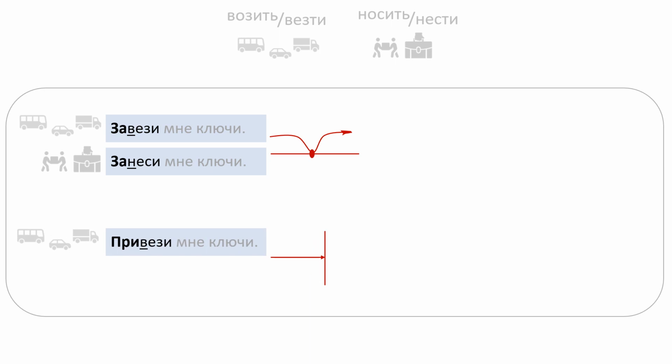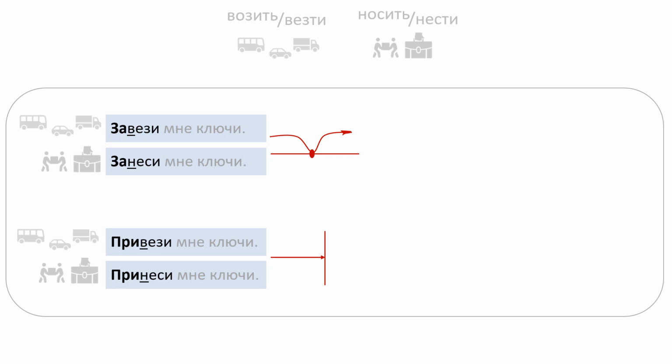Prefix при means arrival in this request. So, привези мне ключи means drive over to bring the keys. Принеси мне ключи is just bring me the keys. It doesn't matter if the transportation will be used or perhaps transportation is not necessary. For example, when the person who is being asked is in the same room. So all of these can be used to ask somebody to bring the keys. Завези мне ключи, занеси мне ключи, привези мне ключи, принеси мне ключи.